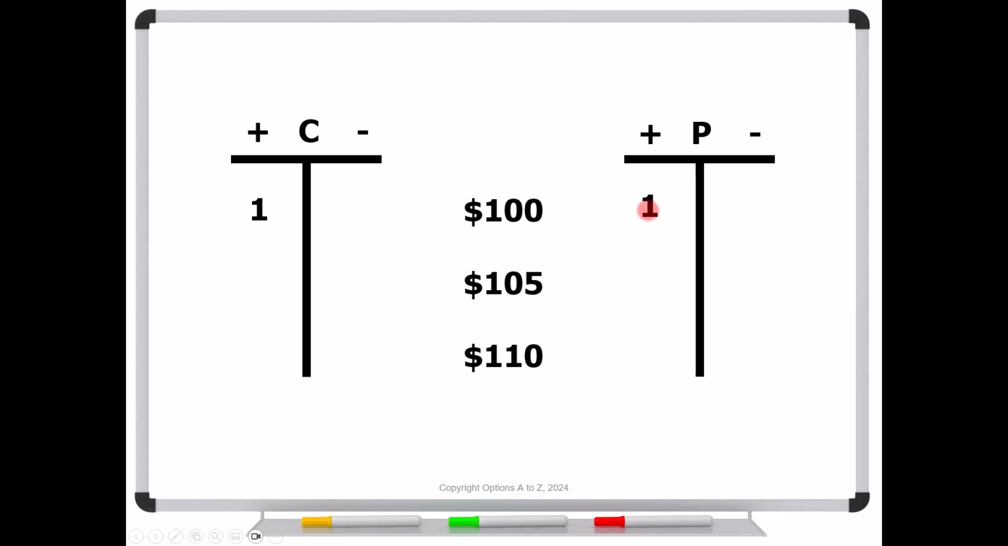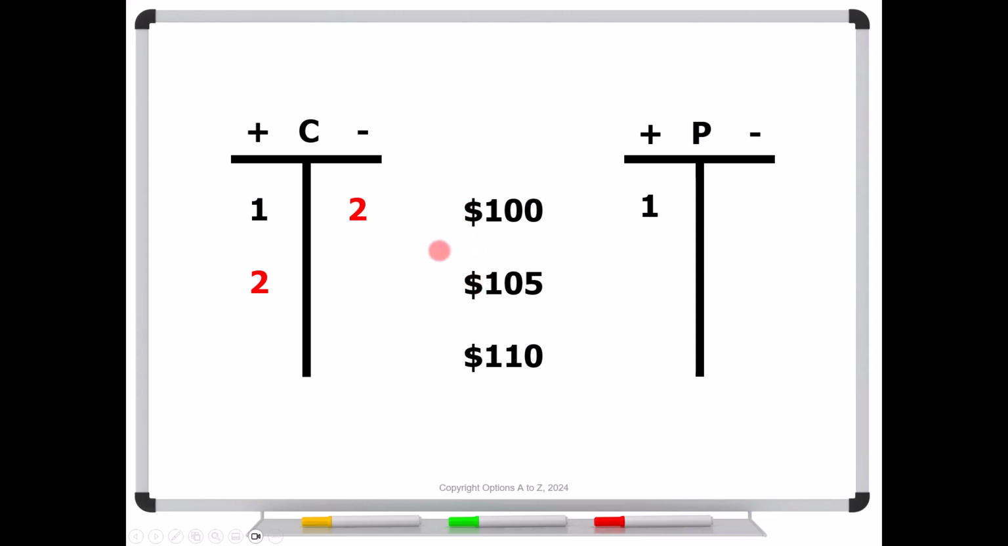If I sell two vertical call spreads, and yes, I could do it with puts just as easily, but for this video I'm just going to stick with the calls. I'm going to sell 2 of the 100 strike and buy 2 of the 105. That is selling 2 100/105 vertical spreads.